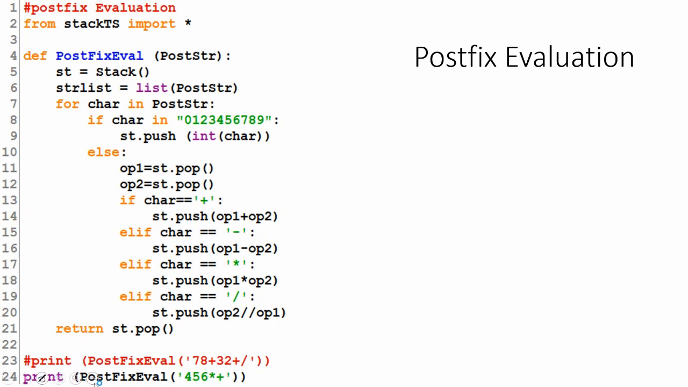The calling function could be of the form postfix evaluation, and within brackets, the postfix expression can be passed on to it. As the postfix expression is passed on to it, it will take it into this argument and do the necessary implementations, and finally it's going to return the value to the calling program, where by using the print statement or any other variable we can hold the value.